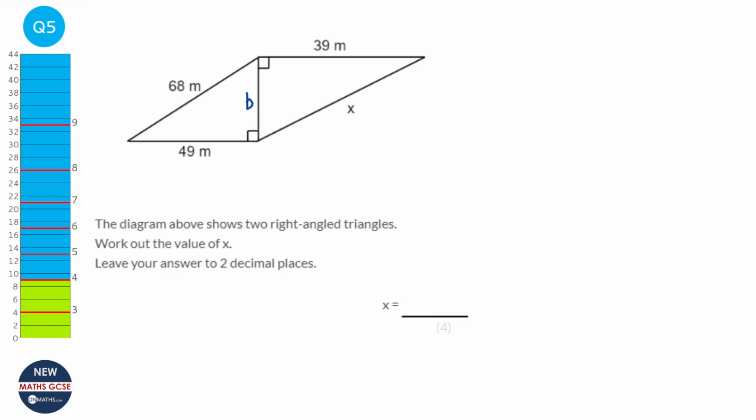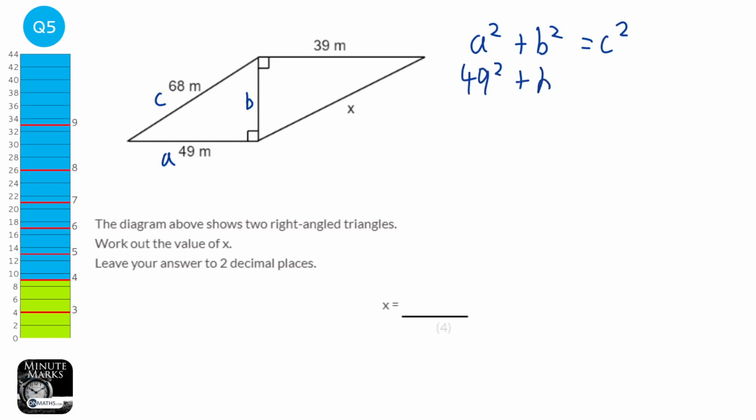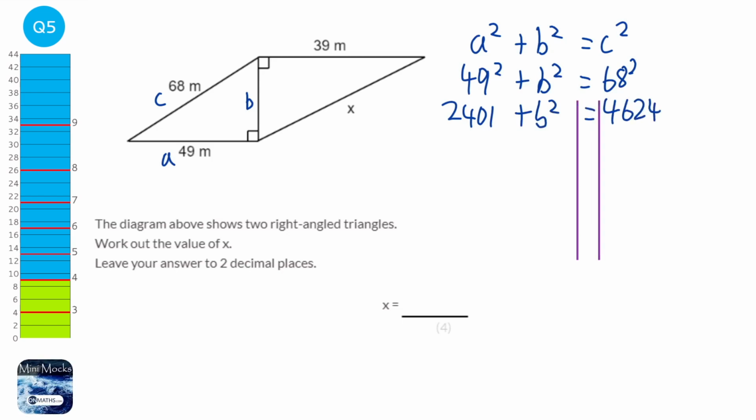And we know with Pythagoras we can find a third length if we've got the other two in a right angle triangle. So a squared plus b squared equals c squared. And a and b were labelled. C is always opposite the right angle. So it would be 49 squared plus b squared equals 68 squared. And 49 squared is 2,401. And 68 squared is 4,624.